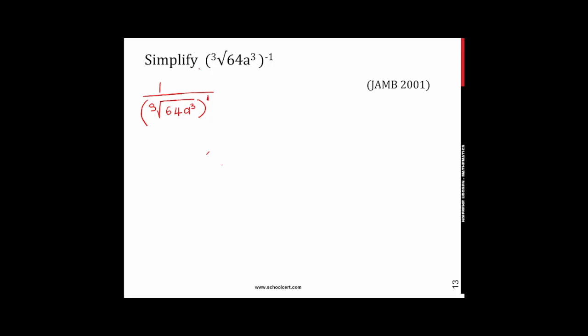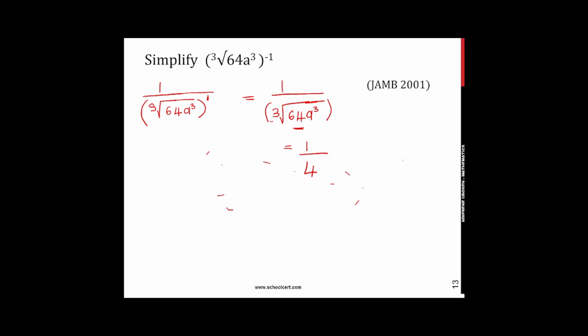So we have simply converted this expression to the reciprocal form, and this is just equivalent to writing 1 over the cube root of 64 A cubed. Now we try to find the cube root of 64. What is that number that if you multiply it 3 times, you get 64? That number is 4, because 4 times 4 times 4 is 64. So you simply write 1 over 4.